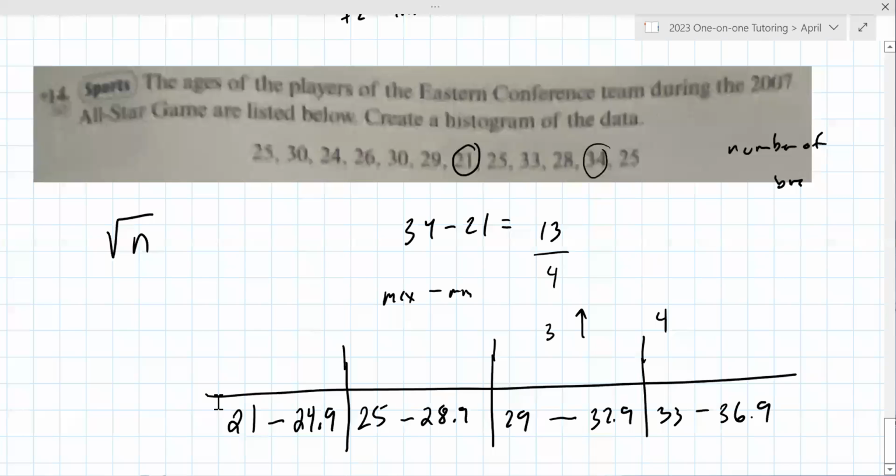So the width is this number 4 that I came up with, which is the point, but you always start with the smallest number. Then you just start counting. Okay, 25, that goes here. 30 goes here. 24 goes here, and so on. 25 to 28.9, 29 to 32.9, 33 to 36.9.